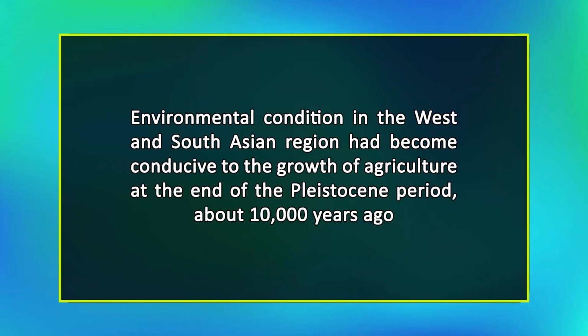The environmental condition in the West and South Asian region had become conducive to growth of agriculture at the end of the Pleistocene period about 10,000 years ago. Originating in West Asia, agriculture soon spread in India in different regions. One of the regions, identified as the Indus region, provided peculiar environmental conditions that supported agriculture in the floodplains of the Indus and other rivers of the region.